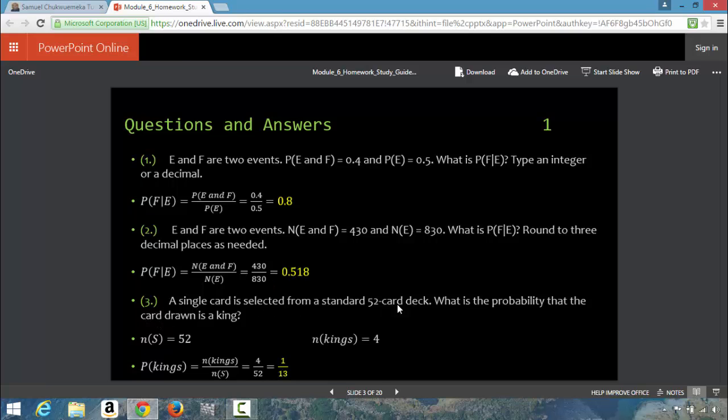Question 3. A single card is selected from a standard 52 card deck. What is the probability that the card drawn is a king? In a standard 52 card deck, we have 4 kings. So the probability will be 4 out of 52, which is 1 out of 13.